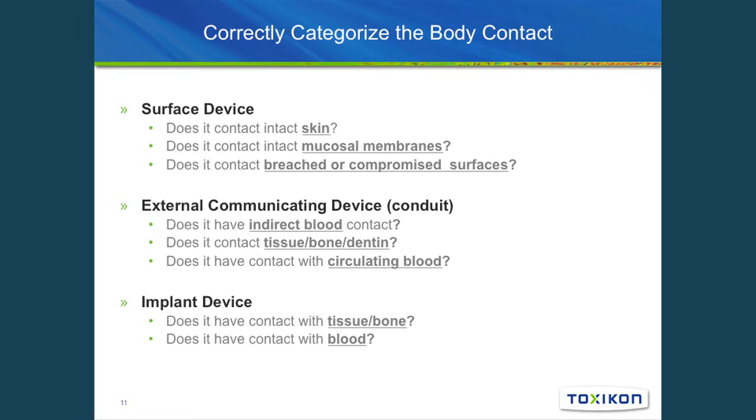And under each one of those three categories, they're further subdivided for either skin contact, mucosal membrane contact. We even have breached or compromised surfaces, all for skin contacting. And those are treated a little differently here and there for the biocompatibility. For external communicating device, you could have indirect blood contact, contact with tissue bone, or maybe indirect with circulating blood. And for implantable devices, either the tissue bone or directly with blood.